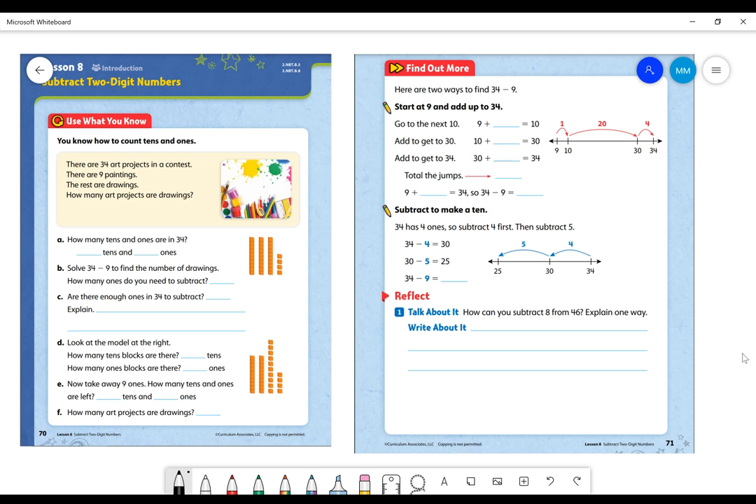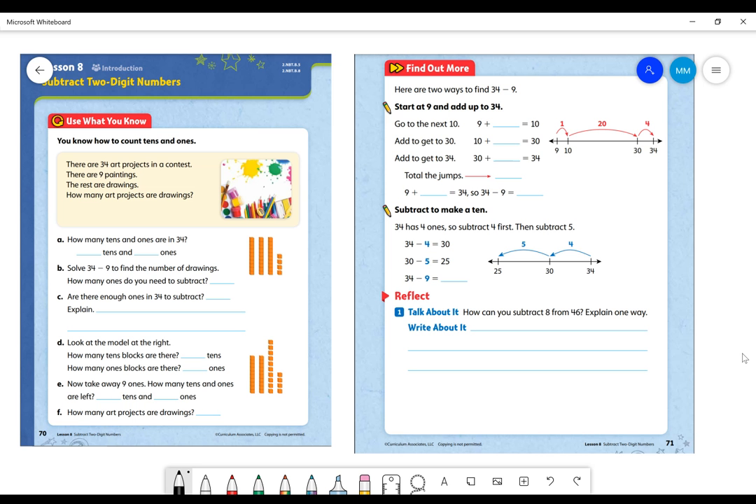So last week we talked about adding two-digit numbers, and we talked about regrouping when we had too many ones in the ones place and carrying that 10 over to the tens place. This week, we are going to be talking about subtracting with two-digit numbers. So what we're going to start with is looking at models to show how we can subtract two-digit numbers.